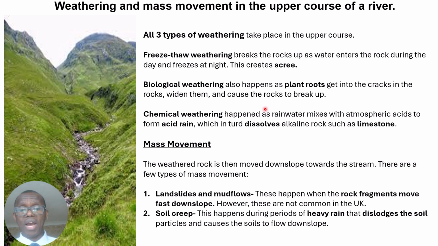So some of the unconsolidated material is likely to be moved down the slopes, and that can happen in the form of landslides and mud flows. And this will happen where rock fragments are moving very fast down slope. However, these are not necessarily that common in the UK, but what is a little more common is soil creep. And this will happen during times of heavy rain, and that heavy rain will dislodge the soil particles and cause those soils to flow down the slopes in the upper course of a river.